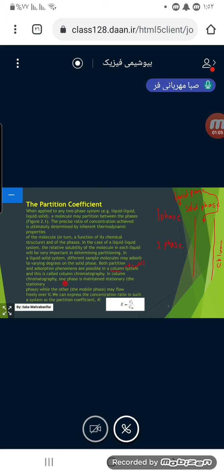In column chromatography, one phase is maintained stationary, while the other may flow freely over it. In chromatography, we have a stationary part that is solid and the other part that is the mobile part. The mobile part is liquid and the stationary part is solid.